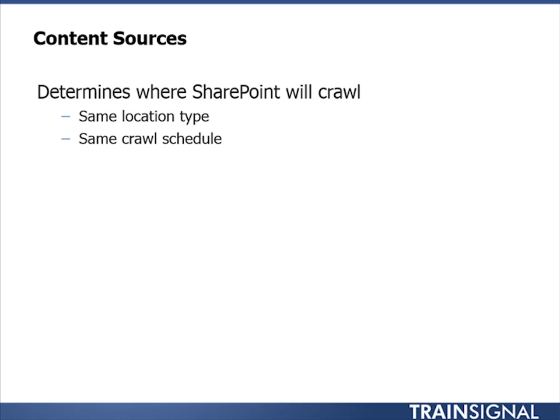Now, the first thing that we're going to be creating, or at least managing, inside of our SharePoint search implementation is our content sources. Our content sources allow us to tell SharePoint Search where to crawl. Now, we can create as many content sources as we might need, but the big thing to keep in mind is that each content source needs to have two things in common.